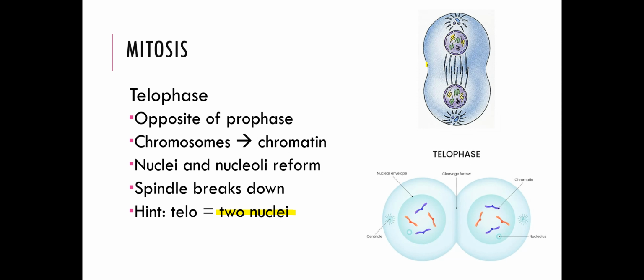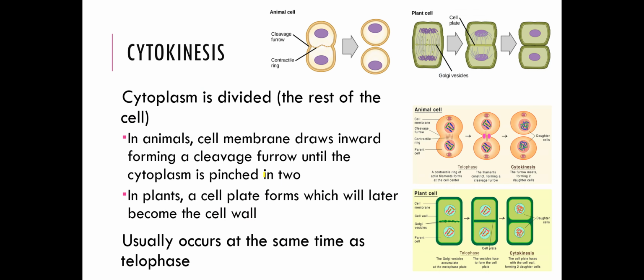Now the problem is I don't have two new cells yet, okay? Remember that mitosis is PMAT. PMAT is mitosis. Telophase is the end of mitosis. And we technically do not have two new cells yet, okay? And so in order to get two new cells, I need cytokinesis. And this is where we're dividing the cytoplasm, which is going to be the rest of the cell. It's going to be the liquidy portion as well as the organelles.